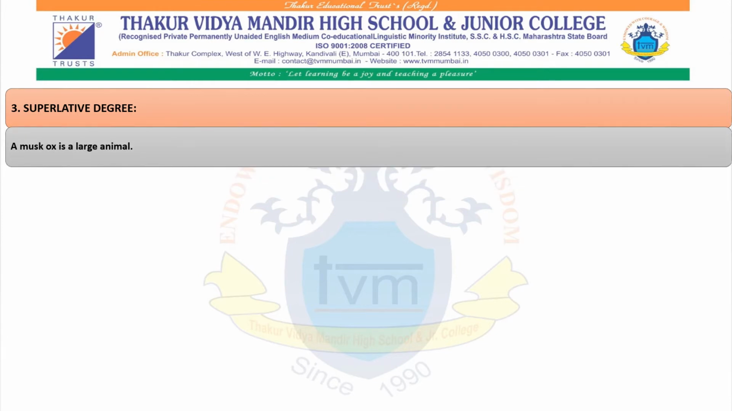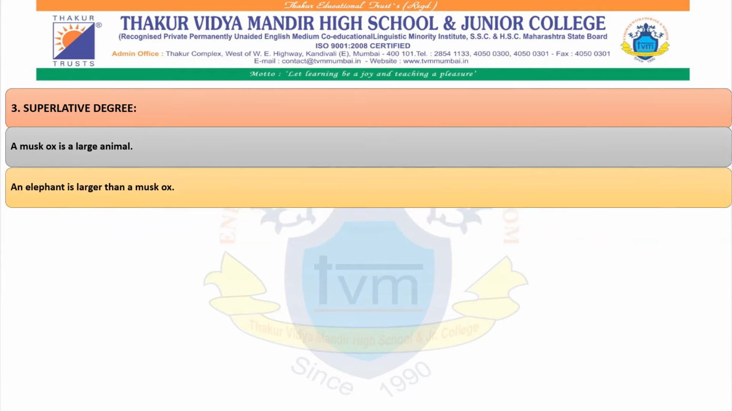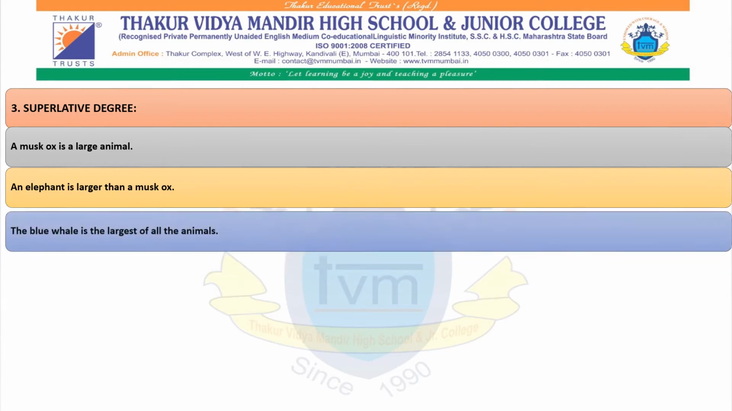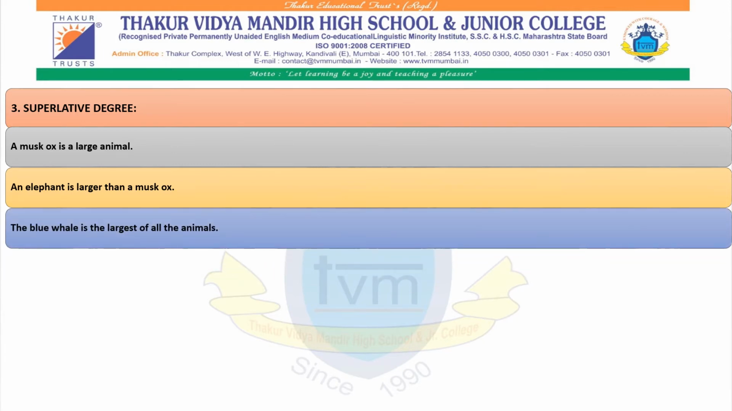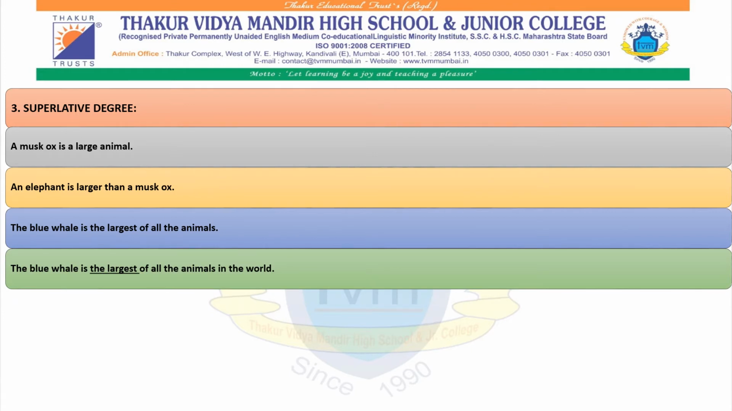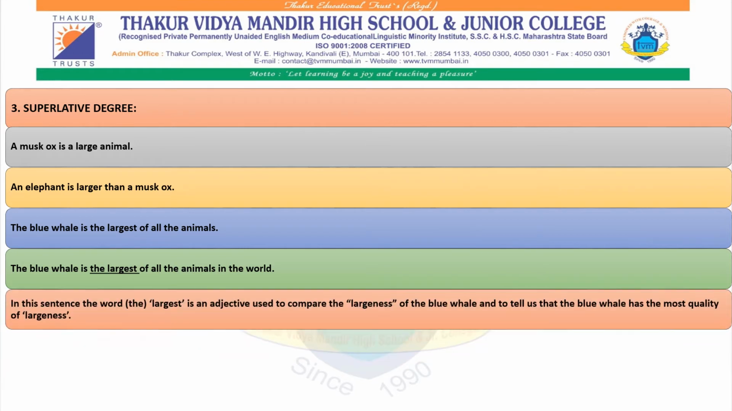Let's check these examples. A musk ox is a large animal. An elephant is larger than a musk ox. The blue whale is the largest of all the animals. The blue whale is the largest of all the animals in the world. In the sentence, the word the largest is an adjective that is used to compare the quality of largeness of the blue whale, and to tell us that the blue whale has the most quality of largeness.